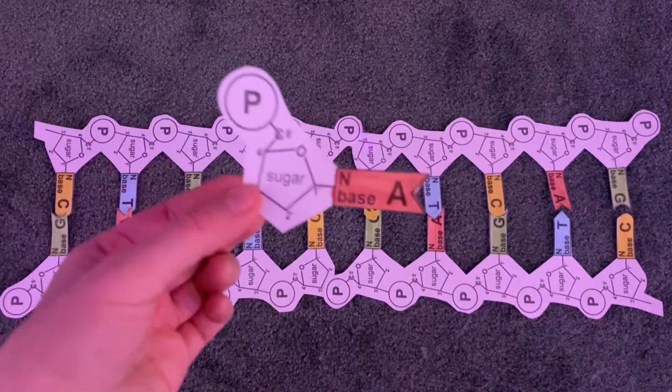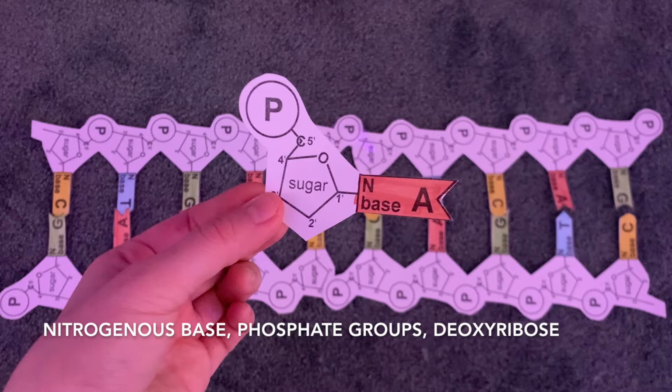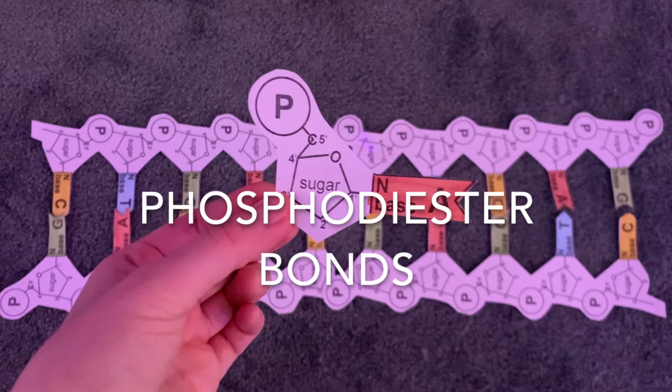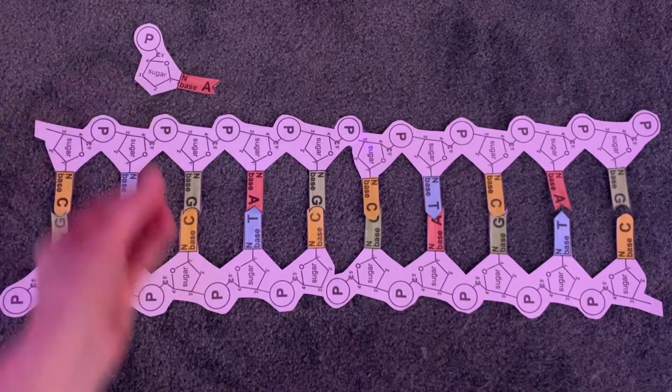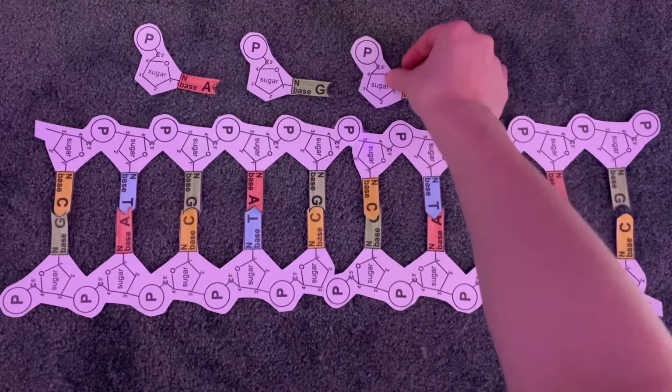DNA is made up of monomers known as nucleotides, and each nucleotide is composed of a nitrogenous base, phosphate groups, and deoxyribose. The sugars of each nucleotide are joined together with phosphodiester bonds. Each nucleotide in DNA contains one of 4 possible nitrogenous bases: adenine, guanine, cytosine, and thymine.